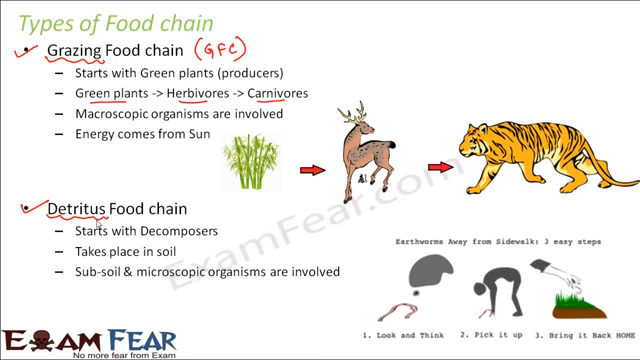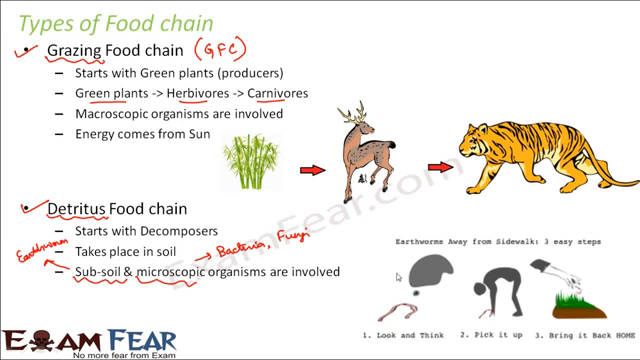In this case, the microscopic organisms or the subsoil organisms will be involved. Microscopic organisms like bacteria and fungi, the decomposers, and subsoil organisms like earthworms. Earthworm, though it is not microscopic, is a subsoil organism. So that is how the food chain is inside the DFC, that is the detritus food chain. So what happens in the soil?